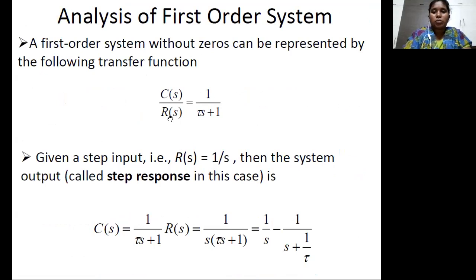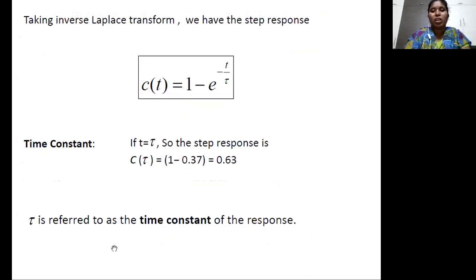So from that I substituted R of s is equal to 1 by s, and I applied inverse Laplace transform on both sides of this equation, and I obtained the equation for C of t, that is 1 minus e power minus t by tau. Here t is nothing but the time period and tau is the time constant. If t and tau are equal, then what is the value of C of t? That is nothing but 0.63. C of t is nothing but C of tau here. Why? Because t is equal to tau, right? So C of tau is equal to 0.63.